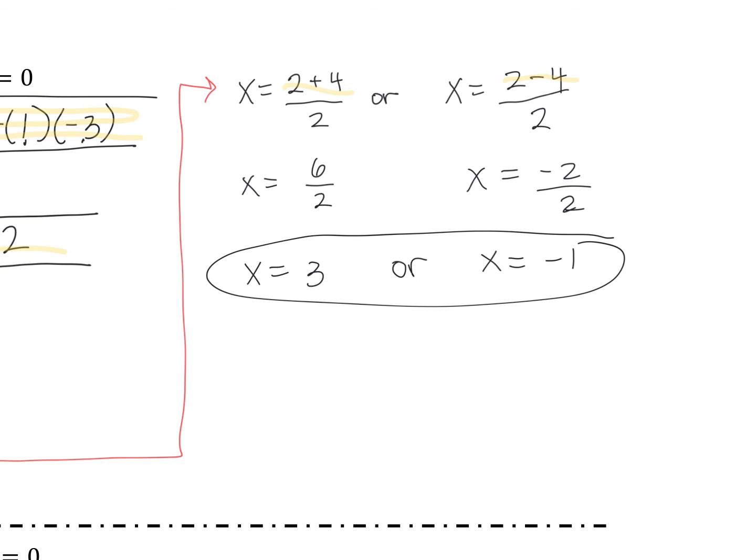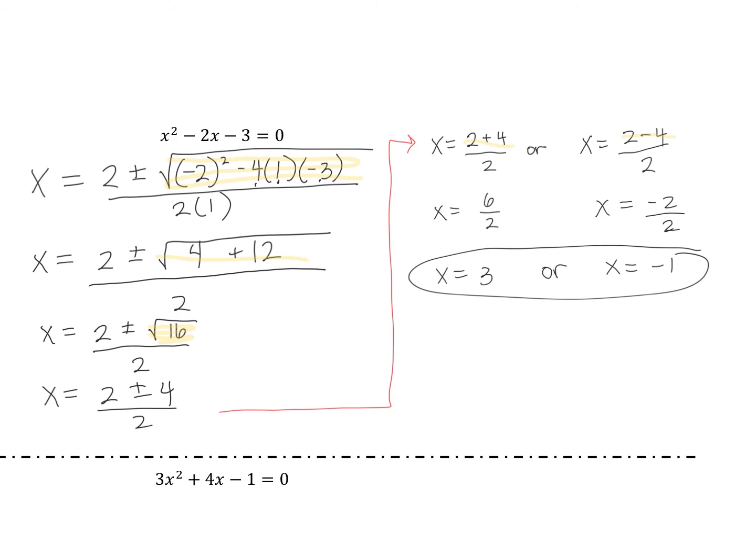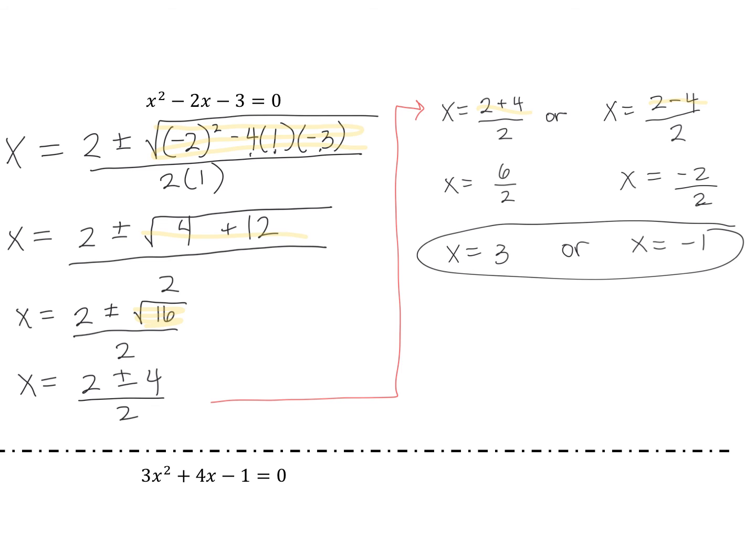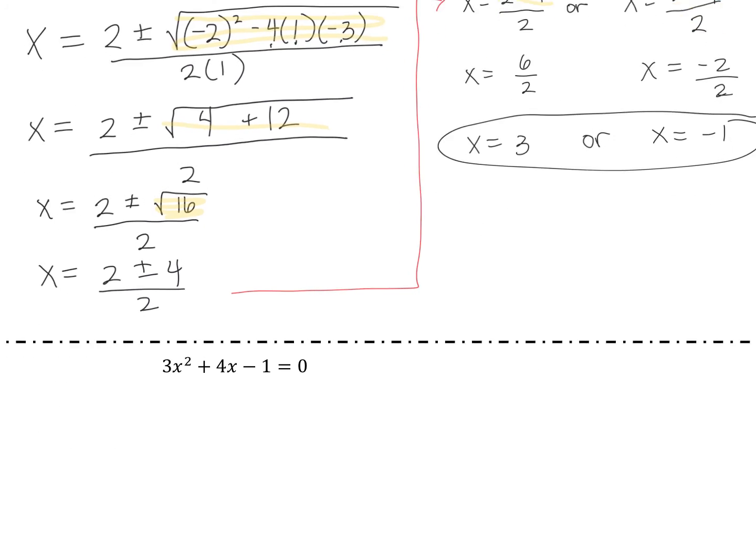Okay, let's kind of zoom out for a moment here. There would have been a way easier way to solve this problem, and I just have to mention it. To solve this by factoring, I could have factored to x minus 3 times x plus 1, and then set each factor equal to 0. So if you have the option, always look first, because obviously the quadratic formula is quite time-consuming.